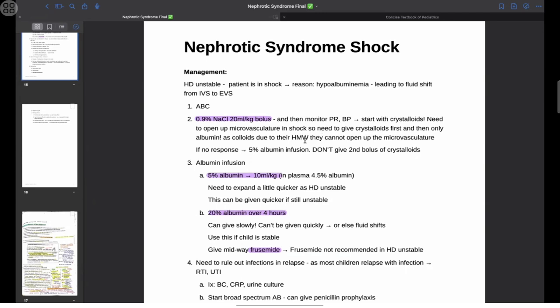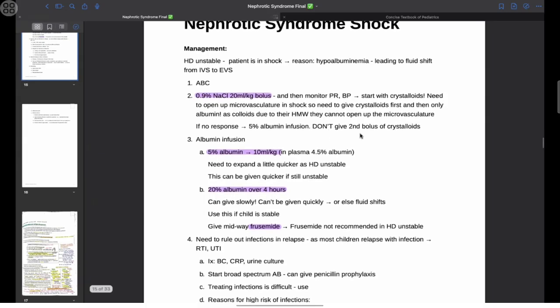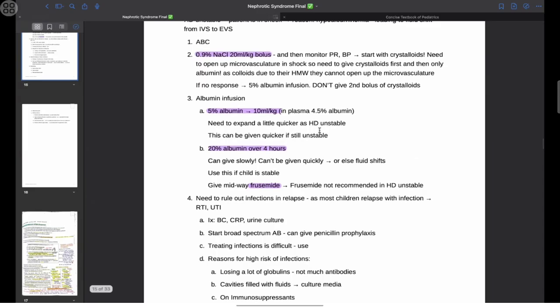Colloids, due to their high molecular weight, can't open up the small microvasculature. So in order to initially open up the small microvasculature, we give the crystalloid, which is 0.9% sodium chloride, 20 milliliters per kilogram bolus. If there is no response, then we give the 5% albumin infusion, and you don't give a second bolus of crystalloids. So the difference is we give a first bolus of crystalloids to open up the microvasculature, and if there's no response, we give 5% albumin. We give 5% albumin at 10 ml per kilogram, to expand a little quicker as they are hemodynamically unstable.